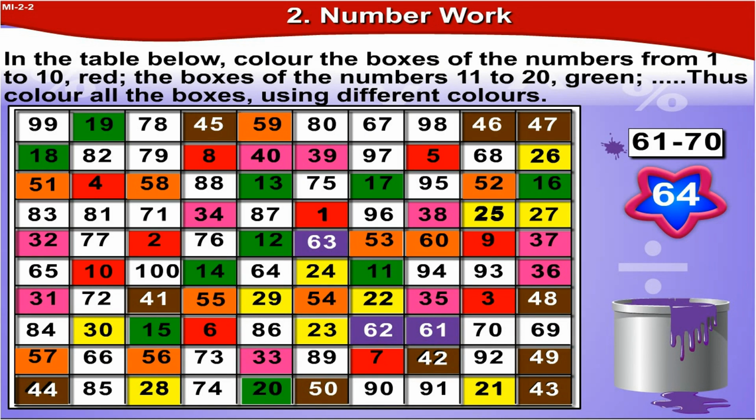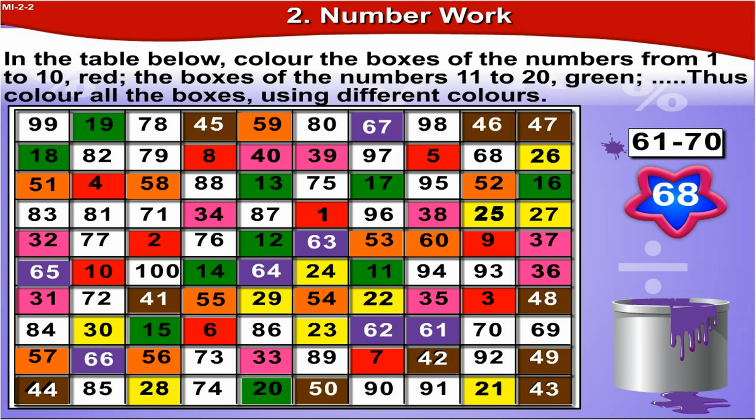Can you find number 64? Now color it purple. Let us find out number 65 and color the box containing number 65 in orange. Here comes number 67 and let us color the box containing number 67 in purple color.